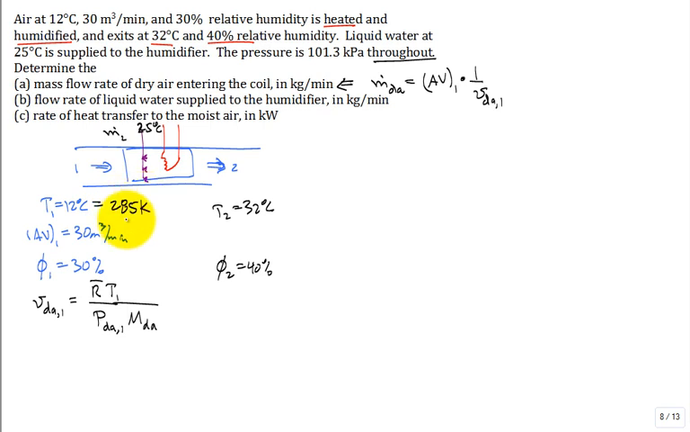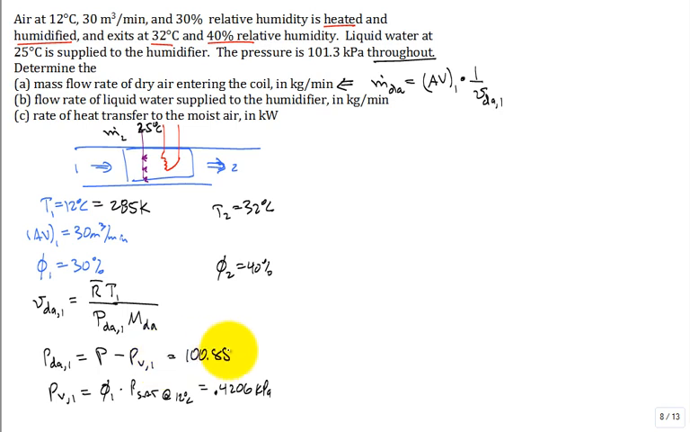285 Kelvin. Okay. And what about the partial pressure of the dry air at 1? Well, that's going to be the total pressure minus the vapor pressure at 1. They told me the relative humidity, so the partial pressure at 1 is the relative humidity at 1 times the saturation pressure at 12 degrees C. Okay? So I take a look and I see that the saturation pressure is 1.402 kilopascal multiplied by the 30%, and I get that this is 0.4206 kilopascal, which then allows me to calculate 100.88 kilopascal for the dry air pressure.